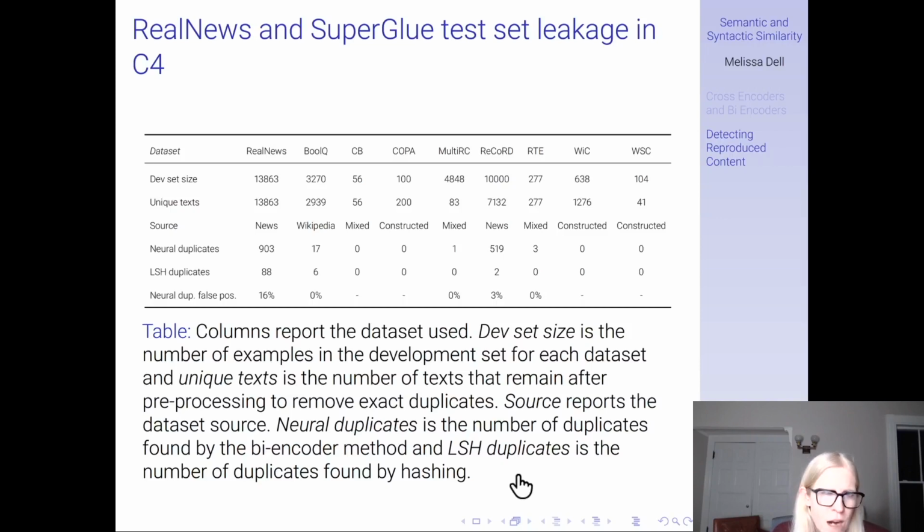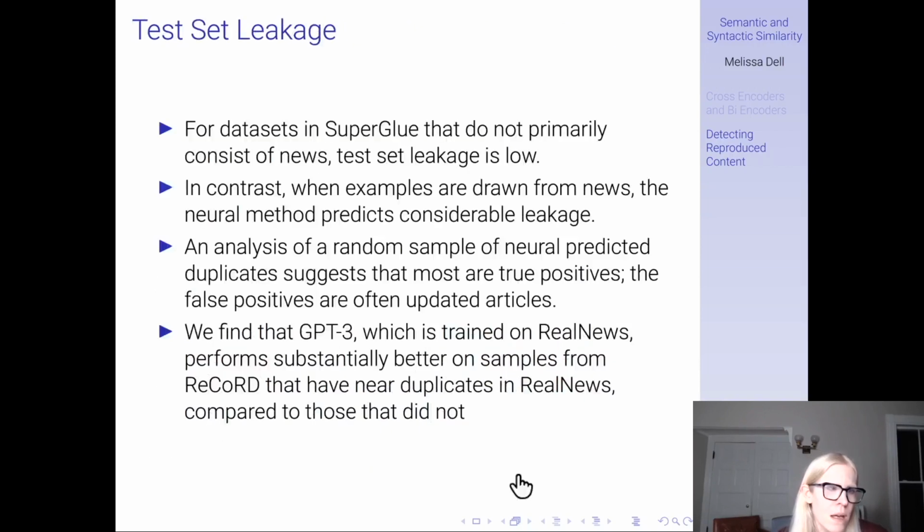In particular, we took this ReCoRD set, which is made from news, and you can see that we're finding 519 duplicates, and hashing is only finding 2 duplicates. And when we feed those to GPT-3 and ask it to provide the answer, it's getting the duplicates right more often than it's getting the non-duplicates right, by a pretty significant margin. It's not surprising, but it shows that these test set leakage issues can be something to keep in mind, and another reason why we might want to use neural methods to deduplicate the test set data against the training data. And again, GPT-3, when it evaluates, does deduplicate, but again using these hashing methods.